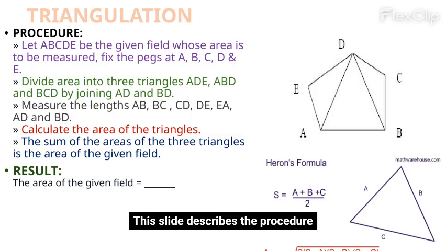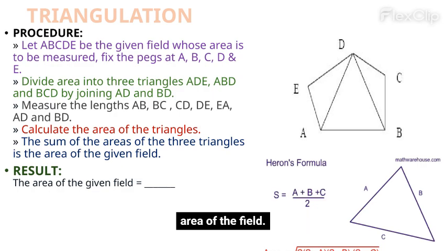This slide describes the procedure for measurement of area by chain triangulation. The area is divided into triangles, the lengths of the sides are measured, the area of each triangle is calculated, and then summed to find the total area of the field.